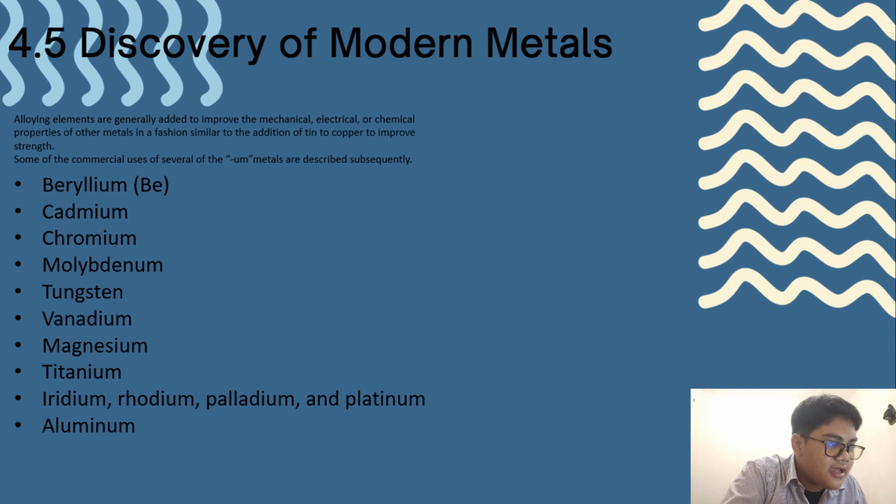Alloying elements are generally added to improve the mechanical, electrical, or chemical properties of other metals in a fashion similar to addition of tin to copper to improve strength. Some of the commercial uses of several of the metals are described subsequently. Point one is beryllium, or Be. It is added to copper to improve its strength. The mechanism or process by which beryllium increases the strength of copper is very different than the strengthening that results by tin or zinc addition to copper.